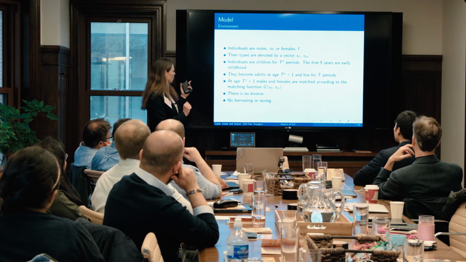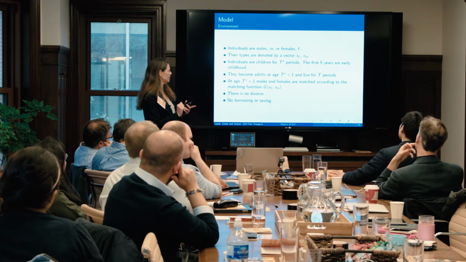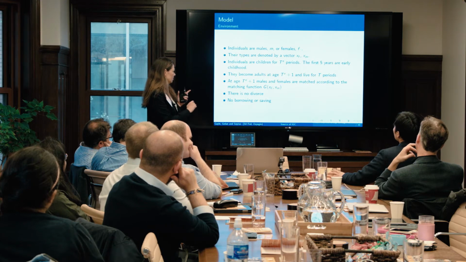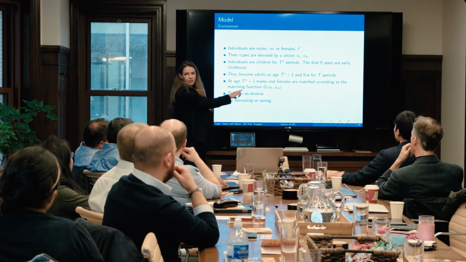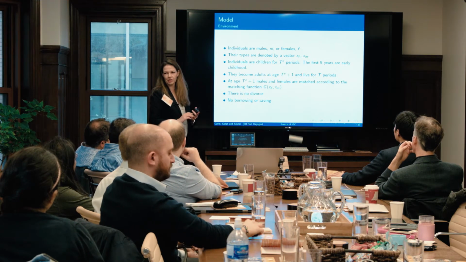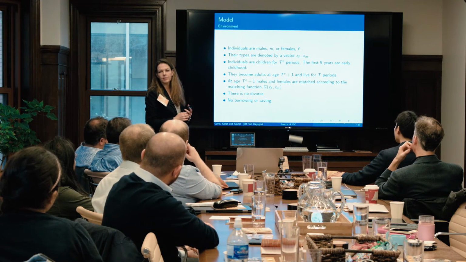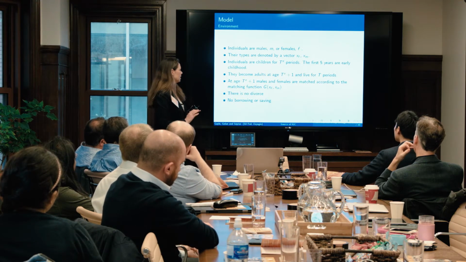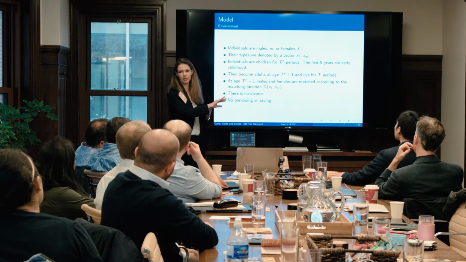And so they become adults at T plus 1, and then they live for T periods. And that's the matching function. In general, we have done it on 2 dimensions. Here, right now, it's just on education. But again, we don't really lose that much. So they choose their education before they become adults? Or no, there is no choice of education. So what's going to happen? And there is no divorce here, and there is no borrowing and savings.